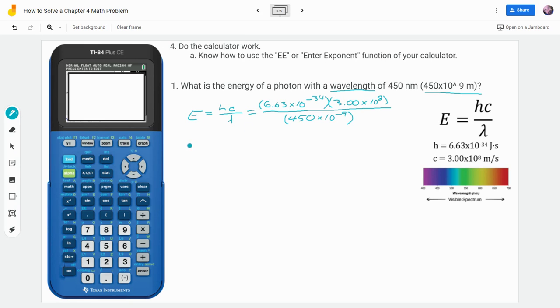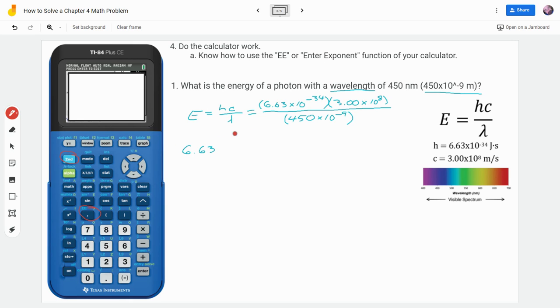So what you're going to hit is 6.63. And then how do we do this times 10 to the minus 34th? We need to use the EE function. So if we look at this calculator here, here is where it says EE. So this is the second function of this button here, which I think that's a comma. I don't know, I don't have one of these calculators. So we're going to need to use this button as well.